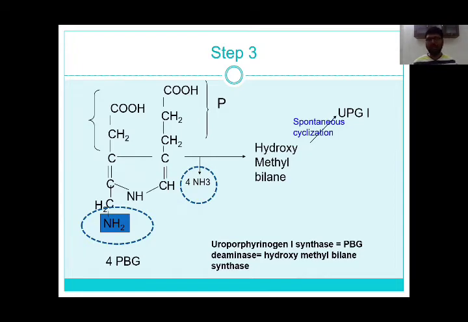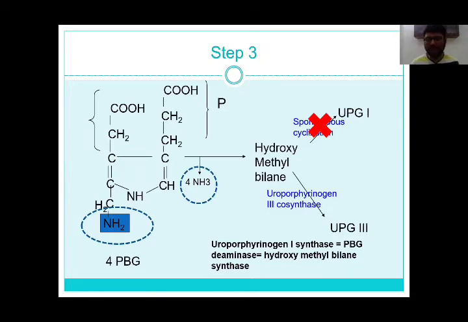Next, in humans, this uroporphyrinogen 1 synthase will always be associated with another enzyme called uroporphyrinogen 3 co-synthase. What is its action? It will prevent the spontaneous cyclization. It will prevent the formation of UPG1. Instead, hydroxymethylbilane will be converted to UPG3. That's the reason in humans we always have 3 series compounds rather than 1 series compounds.